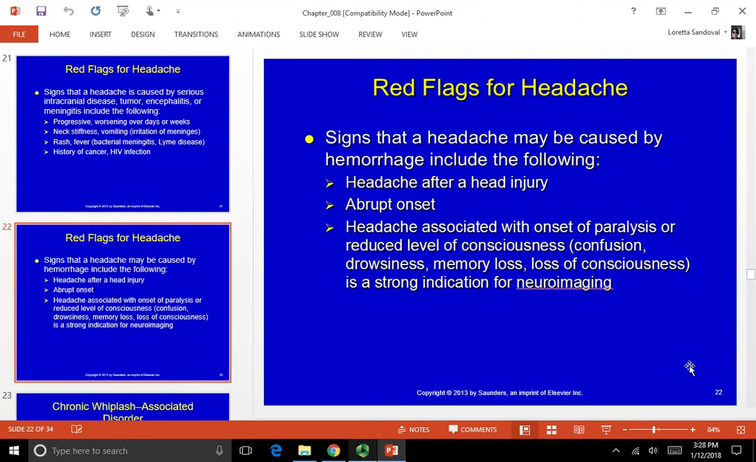Signs that a headache may be caused by hemorrhage include the following. Headache after a head injury. That's a good indicator. Abrupt onset. Headache associated with onset of paralysis or reduced level of consciousness. So confusion, drowsiness, memory loss, loss of consciousness.